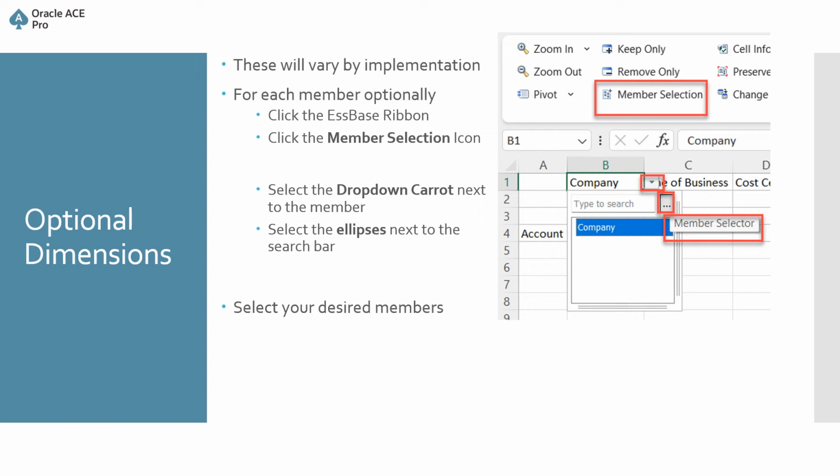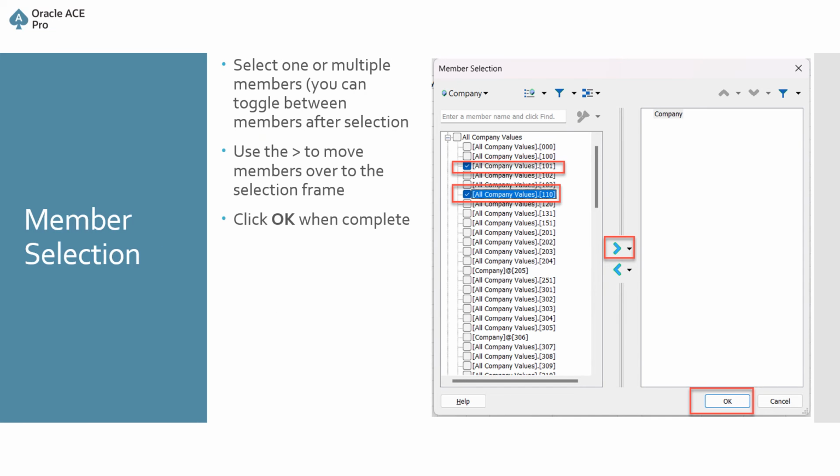If you click on the drop-down caret next to the member, you can also select the ellipses, and you select your desired members. Now, the really cool thing is when you select your members, you have some options. You can select them individually. You can select parents. You actually can use formulas to select your members. The formulas generally, I say generally, because you can certainly use those formulas within here in SmartView, but my experience is that the formulas generally become more important when you're doing FRS reports.